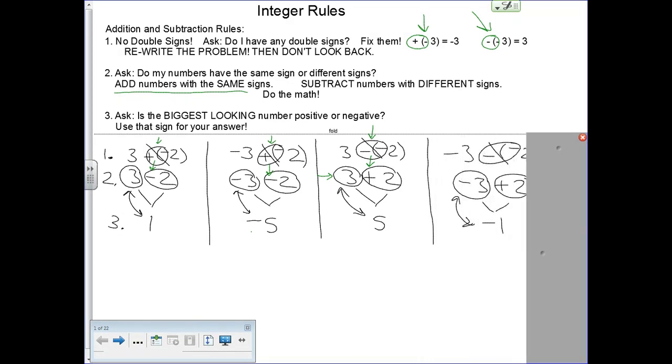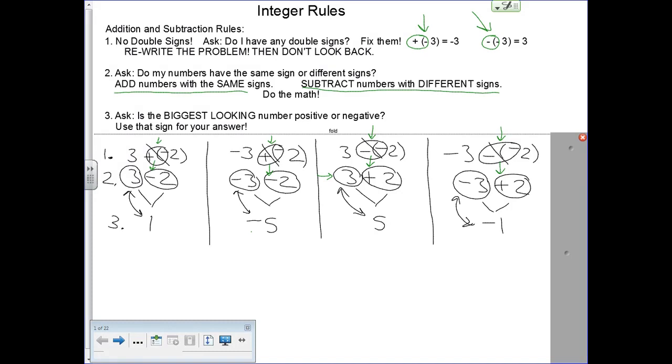And finally, the fourth example, a -3 minus a -2. Again, I have a double sign of 2 negatives right next to each other. 2 negatives, we know, become a positive. So I'm going to turn that into a plus sign and rewrite the problem. So I have -3 plus 2, or -3 positive 2. Are my signs the same or different? I circle the 2 numbers, and I see that they have different signs. Because they have different signs, step 2 says I have to subtract them. So 3 minus 2 is 1.